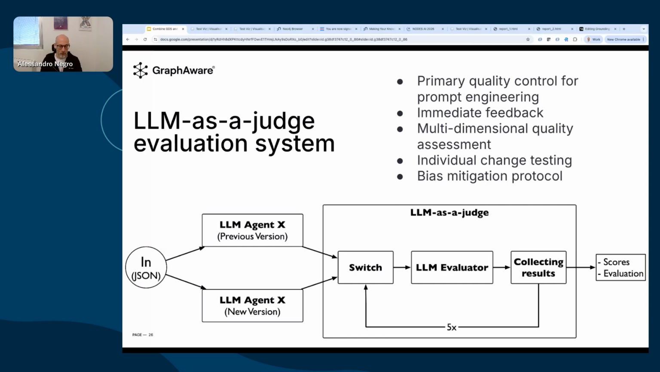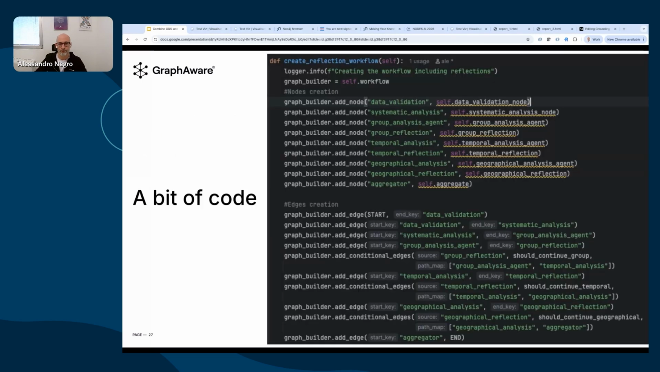So this overall was our bias mitigation protocol to get better results, and so we were able to evaluate if the prompt was better or not. I don't want to show you the full code because the code will be available soon after this presentation. But what I would like to raise here is the quality of the help that we've got from LangGraph in this process.